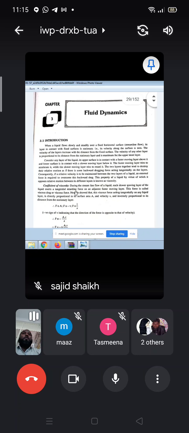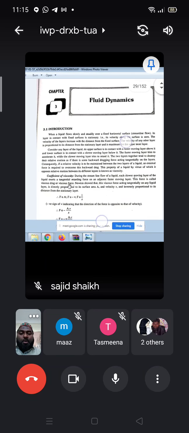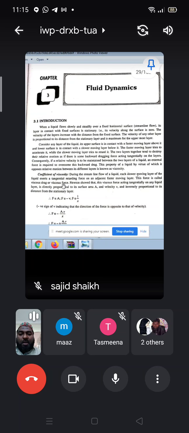Now, the coefficient of viscosity. During the streamline flow of a liquid, each slower moving layer of the liquid exerts a tangential retarding force on the adjacent faster moving layer. This force is called the viscous drag, or say viscous force. There will be MCQs based on this topic: what is a viscous force.